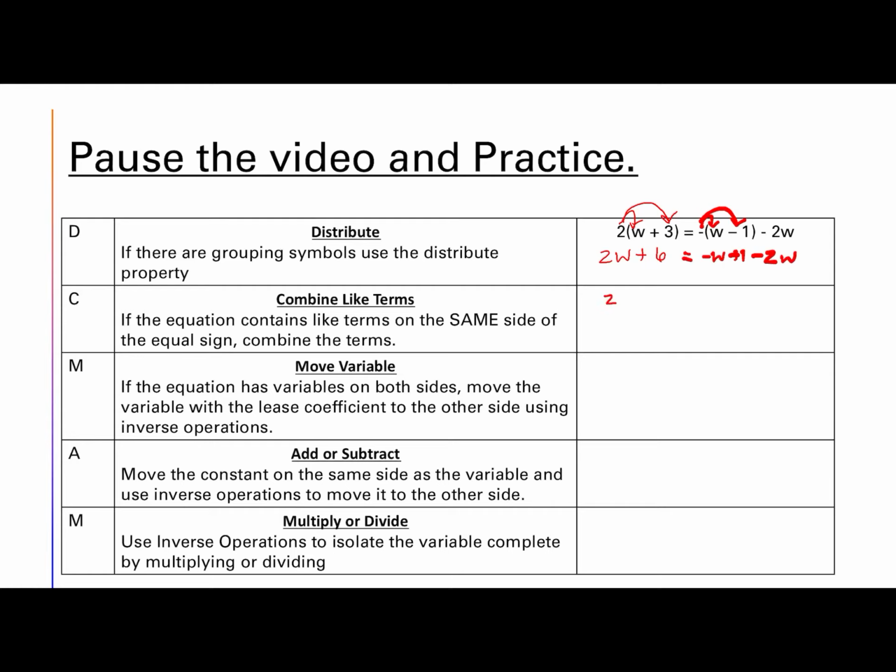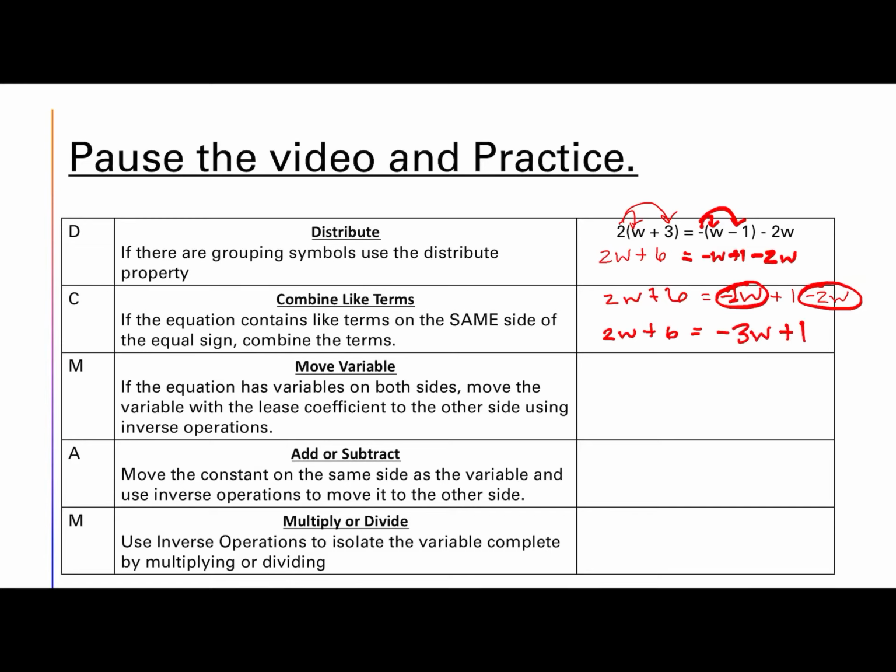So our next step is to combine like terms. So on the left side, we really have nothing to combine. We have one coefficient 2 and one constant 6. But on the right side, we have 2 coefficients. And remember, this is a 1 right here. So I've got negative 3w plus 1.